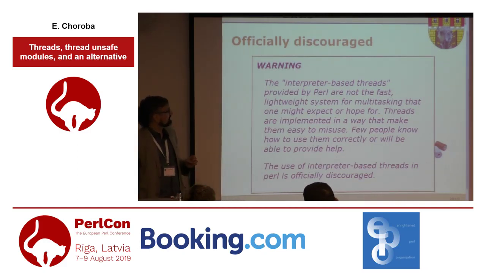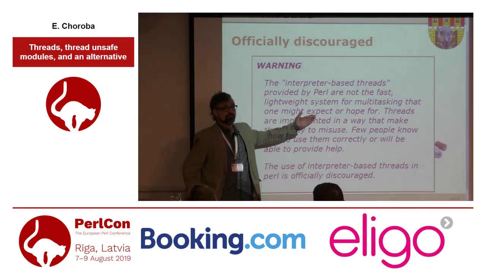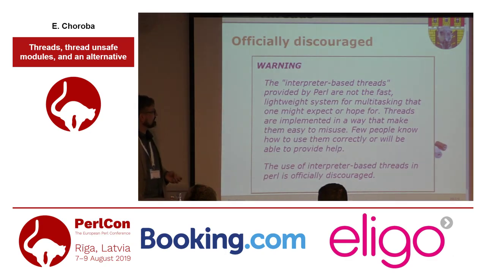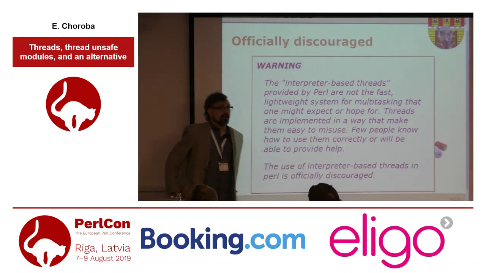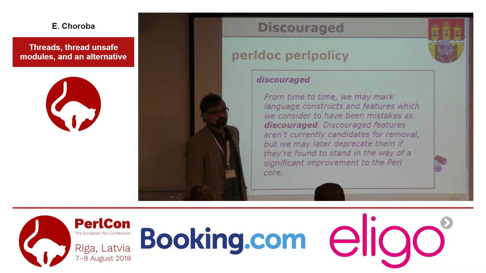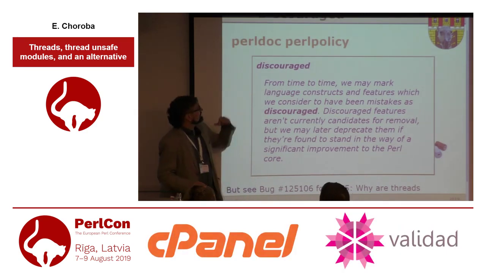And the documentation of the threads library itself didn't help much, because it contains this warning: the interpreter-based threads provided by Perl are not the fast, lightweight system for multitasking that one might expect or hope for. Again, I want to know what it is, not what someone else expects it to be, which it is not. Threads are implemented in a way that make them easy to misuse. Few people know how to use them correctly or will be able to provide help. The use of interpreter-based threads in Perl is officially discouraged. This is like a strong word, and I looked it up in Perl glossary.